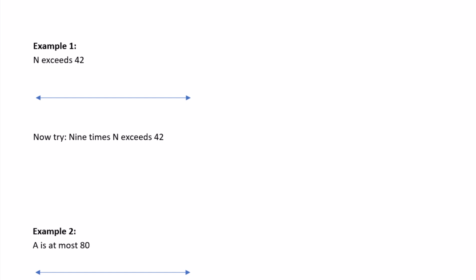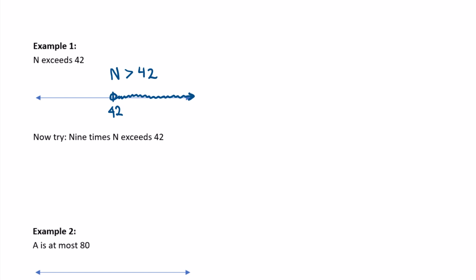So this first example is n exceeds 42. So we'll go ahead and graph 42 on here. If it exceeds 42, that means we cannot include 42, and exceeds means it's greater than. So we need to take the values to the right of 42 and not including 42. If we were going to write this as an inequality, it would be n is greater than 42.